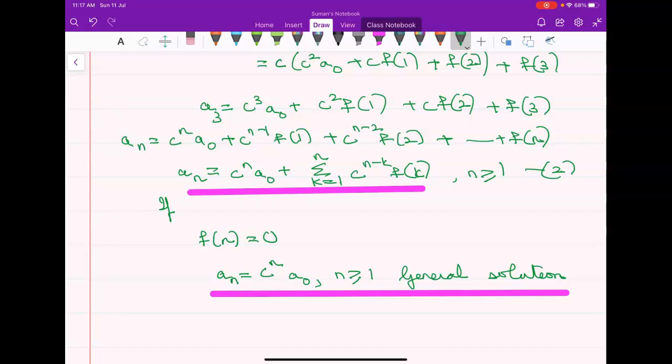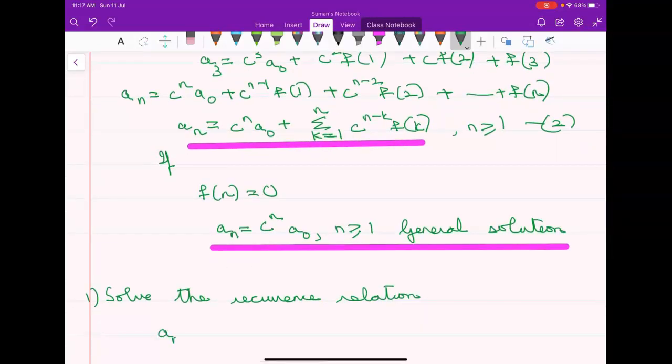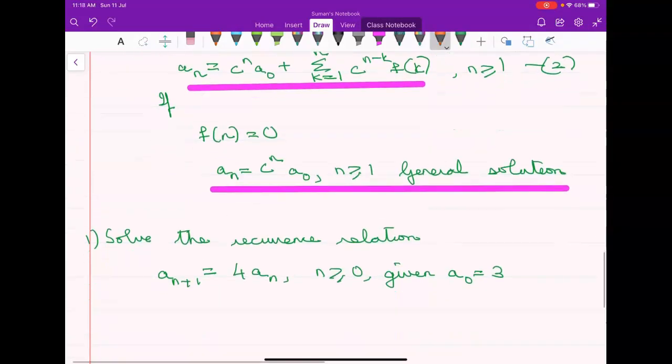Now, we'll come to a few problems now. As you know, we understand maths when we solve problems. So solve the recurrence relation a_(n+1) equal to 4 times a_n, where n greater than or equal to 0, given that a0 equal to 3. So I'll take a different ink for doing the solution, and now this is a homogeneous recurrence relation, so the function is homogeneous.